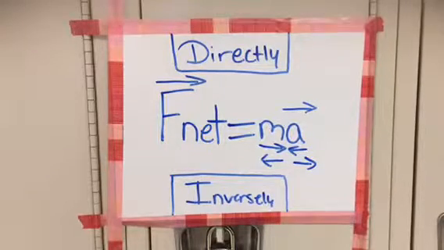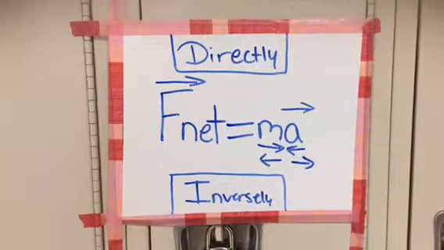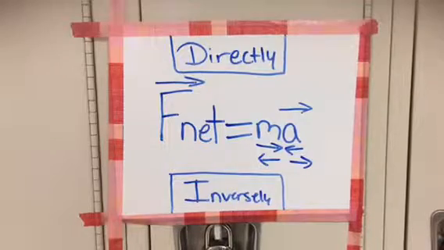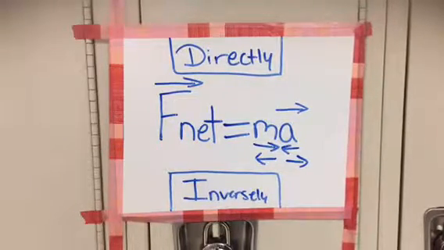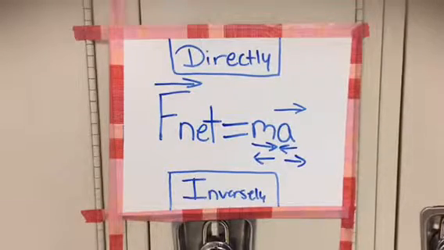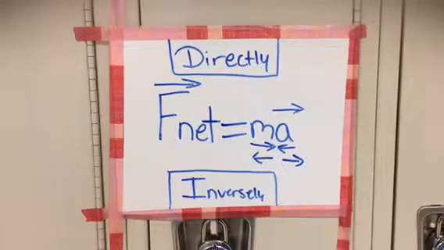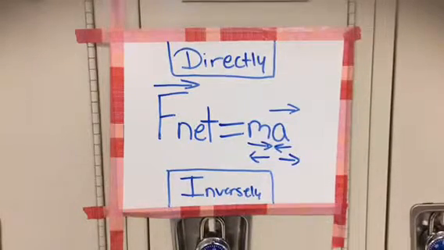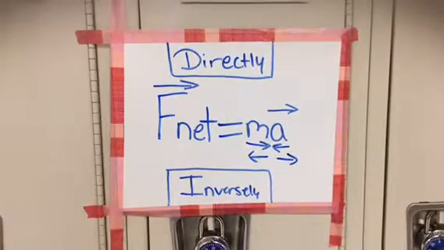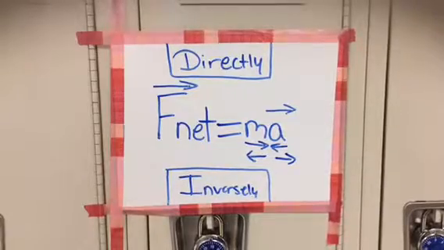Here we see how the equation F equals ma can be directly and inversely proportional. The net force is directly proportional to acceleration, meaning the more the force, the more the acceleration, and vice versa. Mass is inversely proportional to the acceleration, meaning the more the mass, the less the acceleration, which means more force is needed to move the object, which we demonstrated in this video.